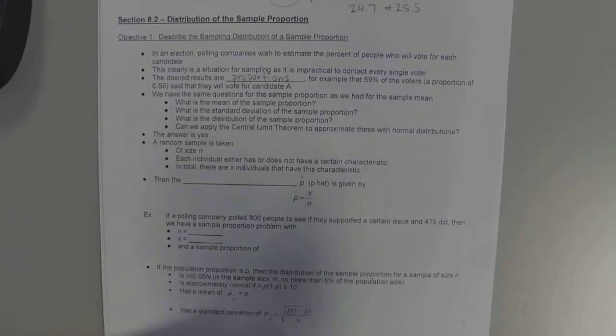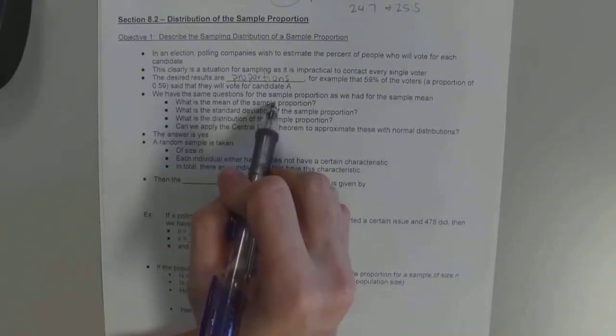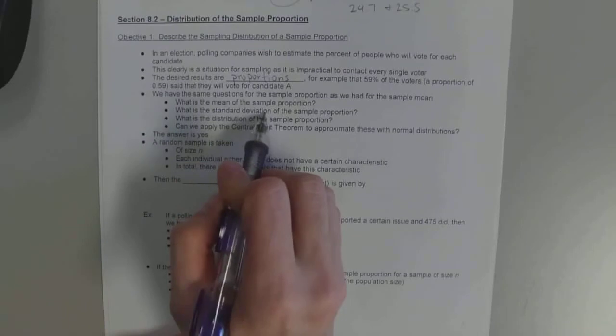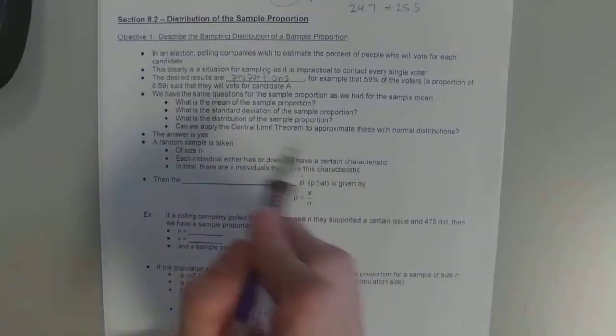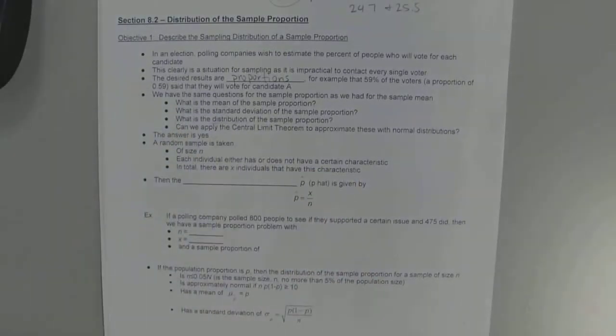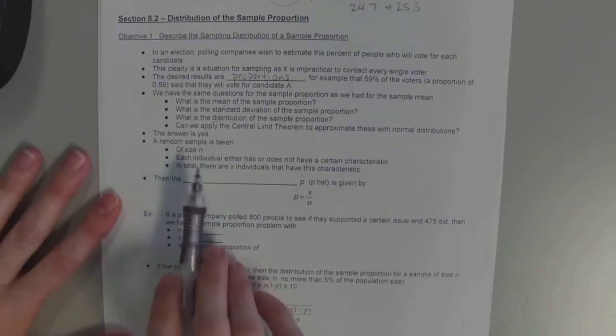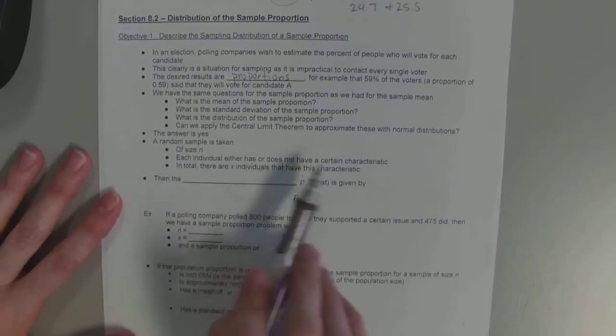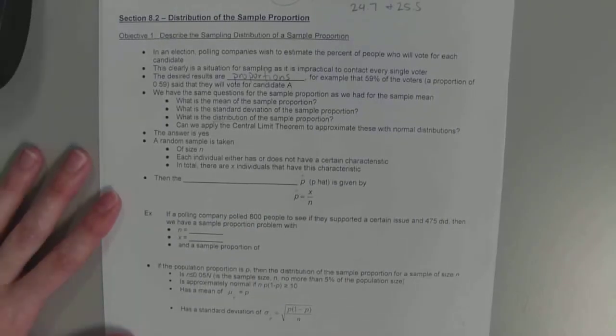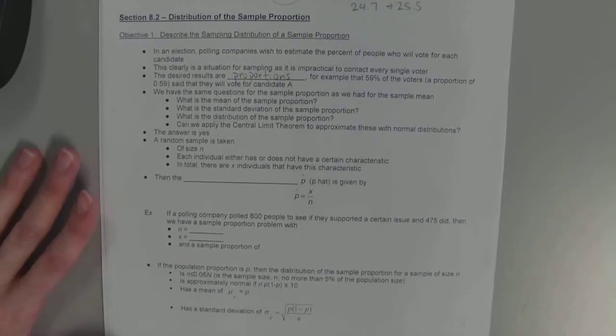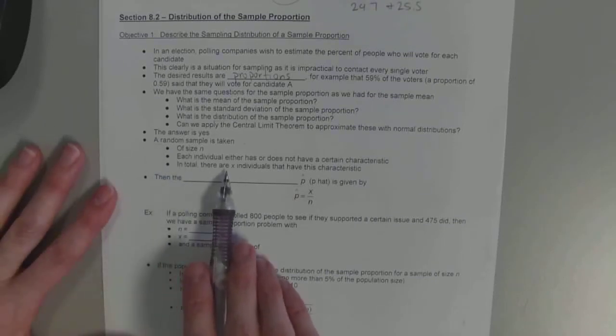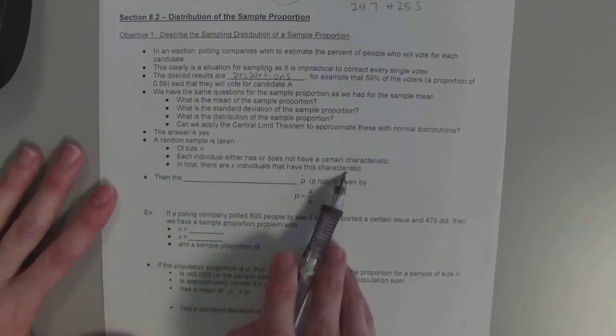So what's going to happen is we're going to be able to come up with a mean for sample proportions. We're going to be able to come up with a standard deviation for sample proportions, and thus we're going to have a distribution, and we can do everything we did in 8.1 and 7.2 where we can standardize it, change it to a z-score, use our gray sheet, and figure out probability, okay? So we're going to take a random sample of size n. Each individual either has the characteristic or not. So you're either voting or not voting for candidate A. You're either 6 foot or not 6 foot, or whatever it may be, okay? So in total, there are always X individuals that have that characteristic, right?